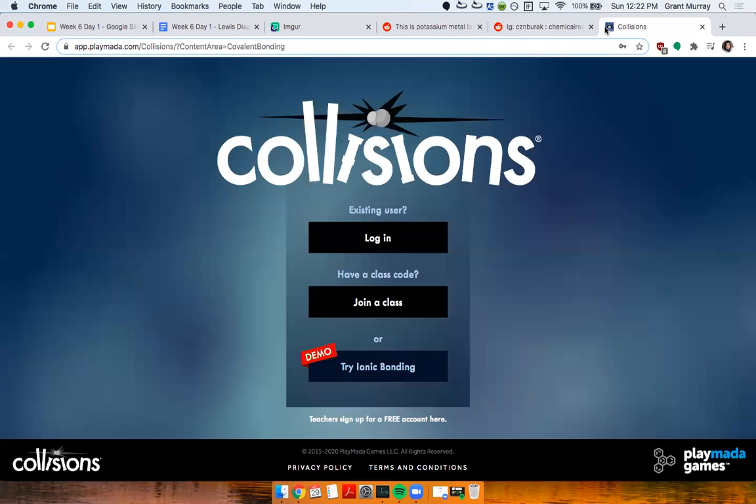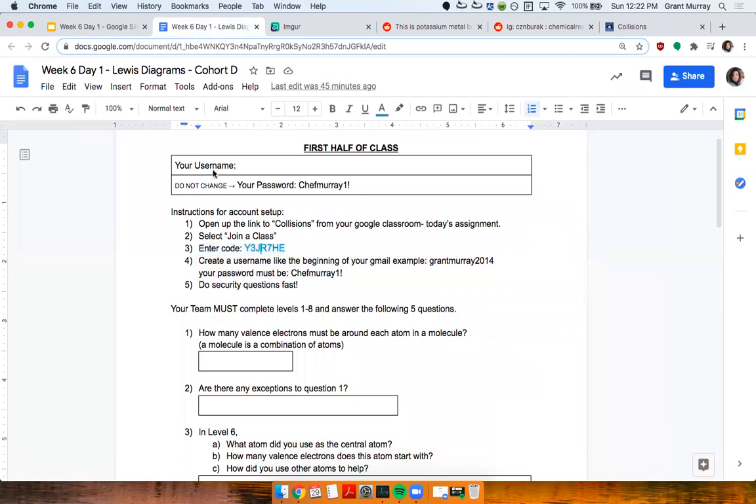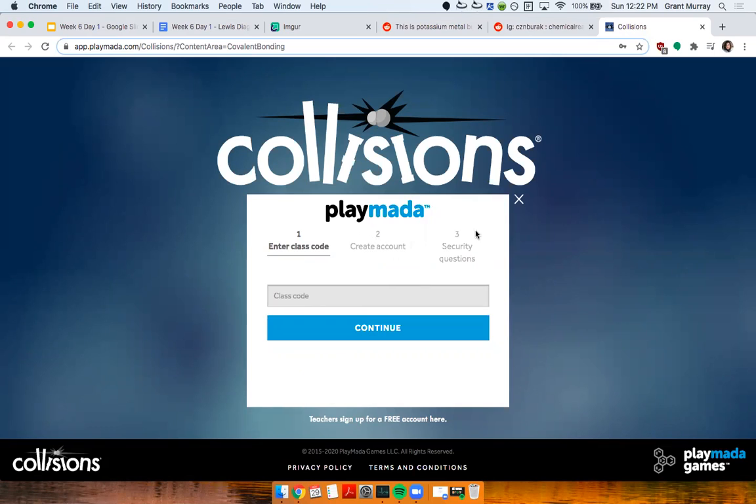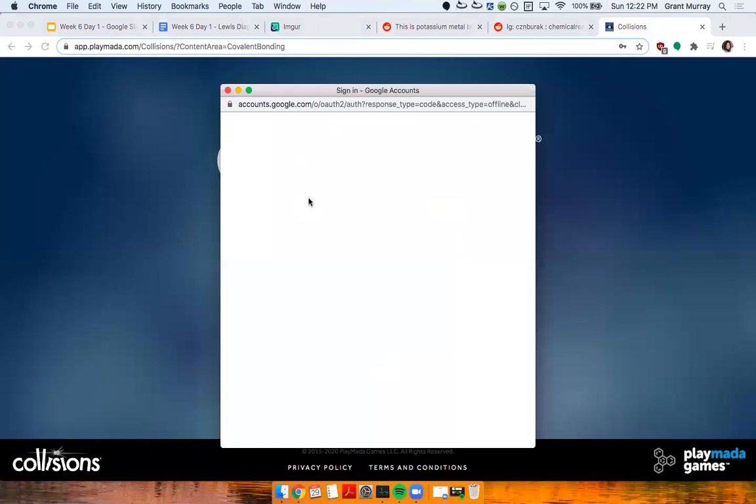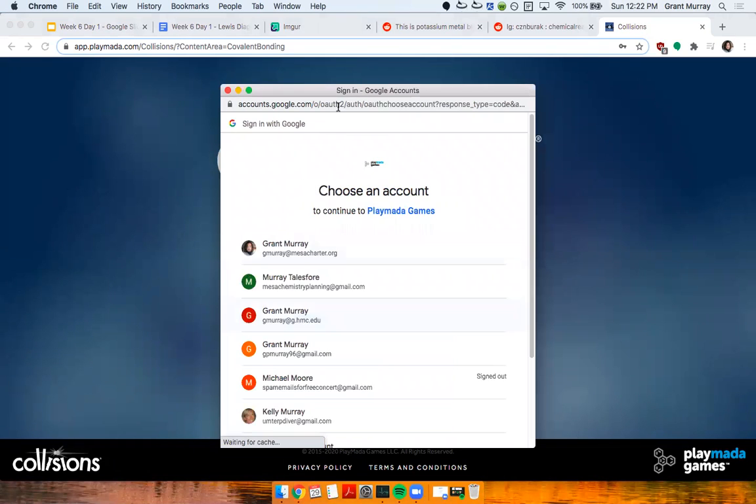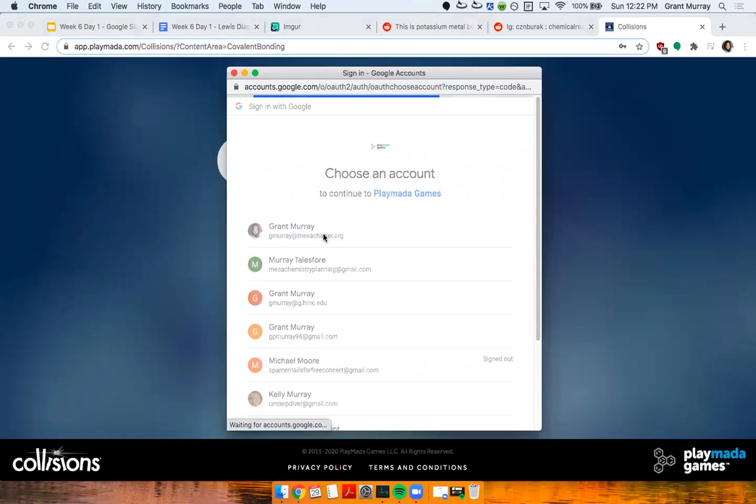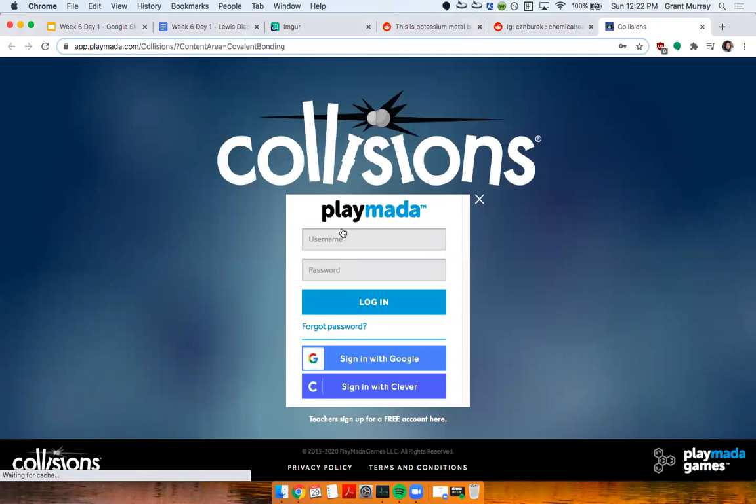You're creating your account, shouldn't be too bad. So you're going to click join a class here. You've got the class code on this worksheet for today. This is today's worksheet, week 6, day 1. You're joining the class and it should have you create an account and security questions. I've already done those, so I'm not going to do that. After you log in once, you should just be able to log in with your Google account. So I did log in with Google here. I'm going to pick my name and I'm pretty certain that just works after you do it the first time.